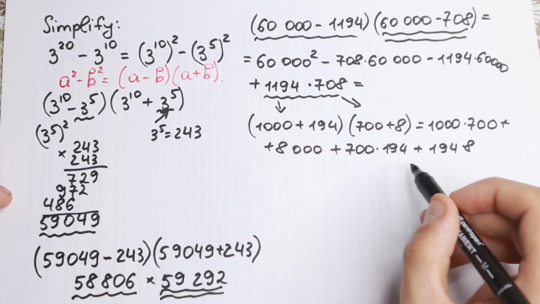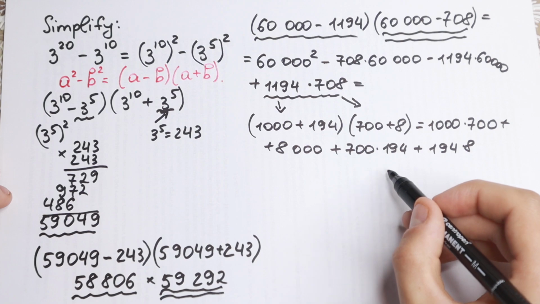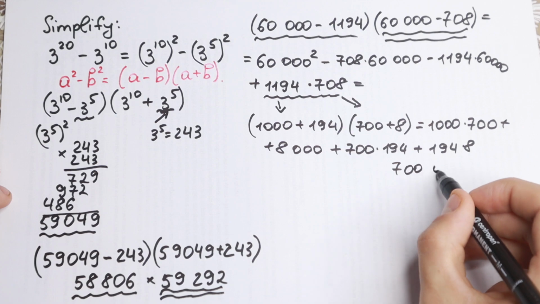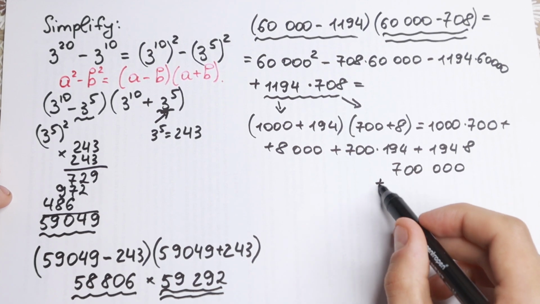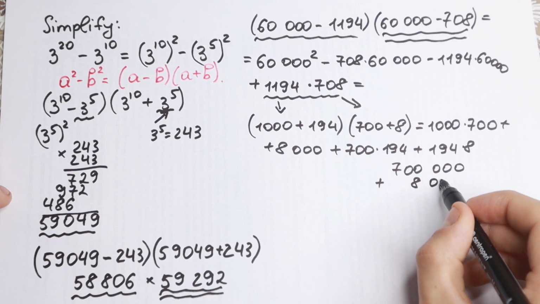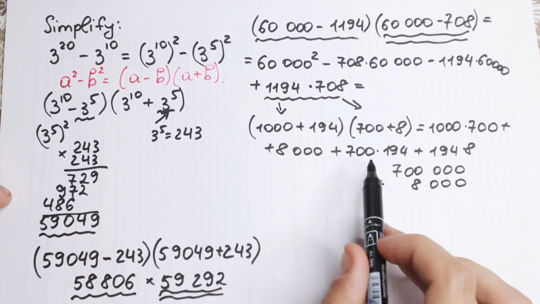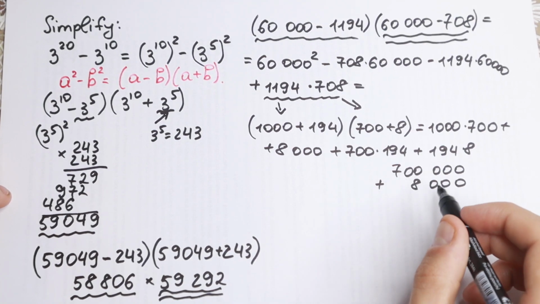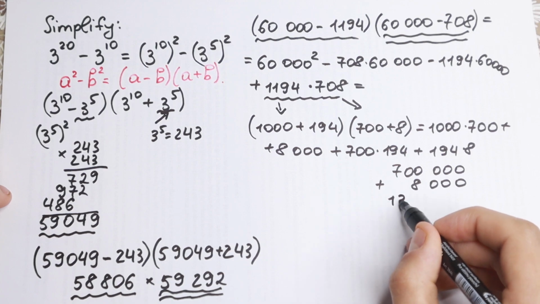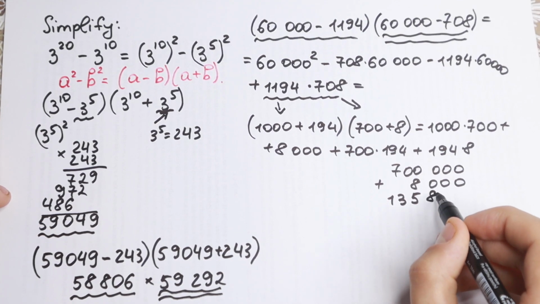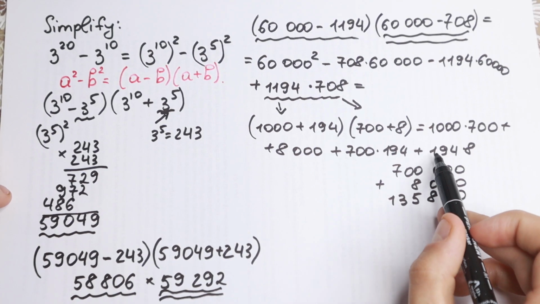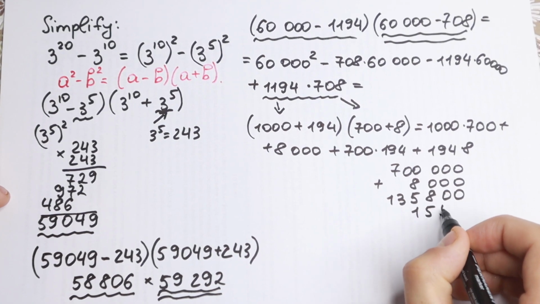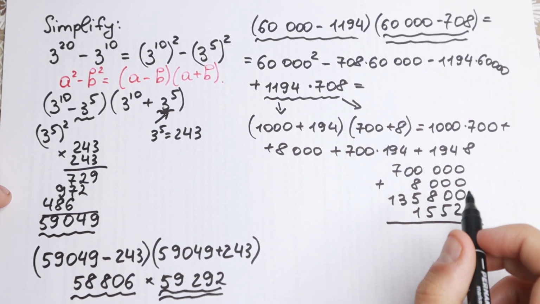Take a look. Let's find the answer in this way. So we will have 1000 times 700, 700,000 right here. We add right here 8,000. Then we need to add, if you multiply, we will have 135,800, I guess, if you multiply in our head. And the last step, 194 times 8, we will have 1,552.